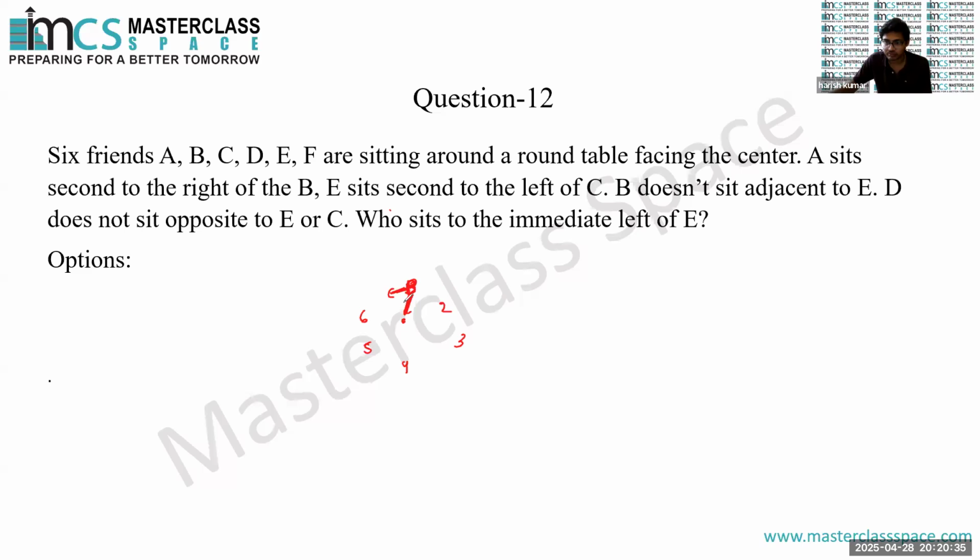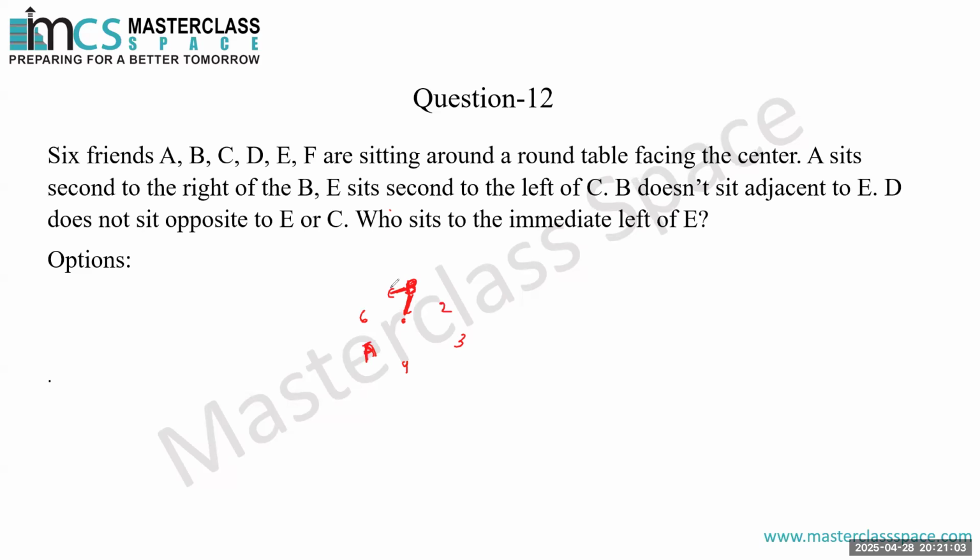Yes or no? Yes, sir. Because he is facing towards the center, this will be his right and this will be his left. So second to the right of B: this is first to the right of B and this is second to the right of B. So A is sitting here if B is sitting here. For how many of you it is clear? Yes, sir.